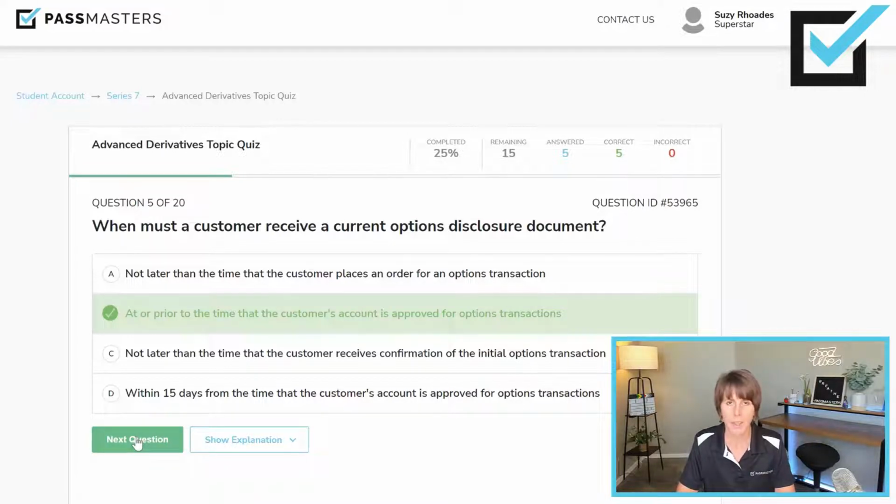It's written by the OCC. It's characteristics and risks of standardized options. If options are interesting to you, I assume if you're taking the Series 7 test that they are, you would want to read it. There's way more actually in the options disclosure document than is on the exam, but it is a really interesting large amount of information. Check it out.